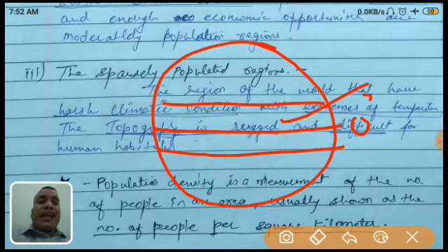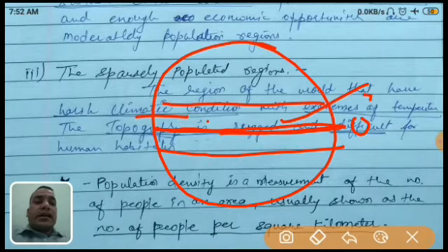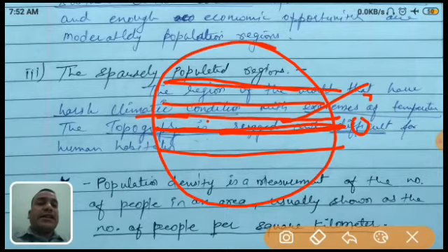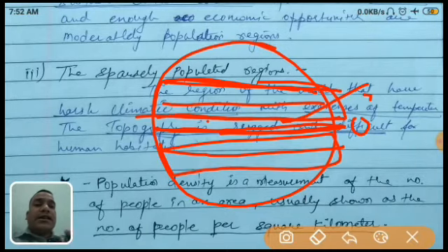Why? Because the climatic conditions are very suitable, but not too much along the equator. It starts from 5 degrees, from 5 degrees to 60 degrees. So the countries which fall in this region are all densely populated countries. Which ones are in Asia? In Asia, so many countries: China, India, Bangladesh, Pakistan.